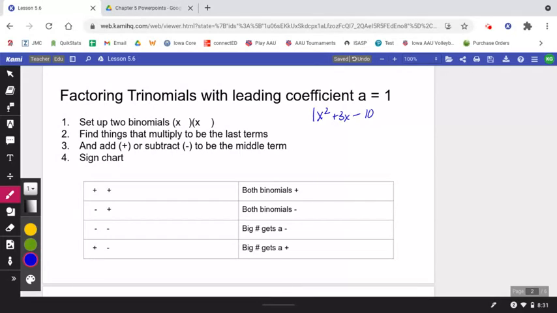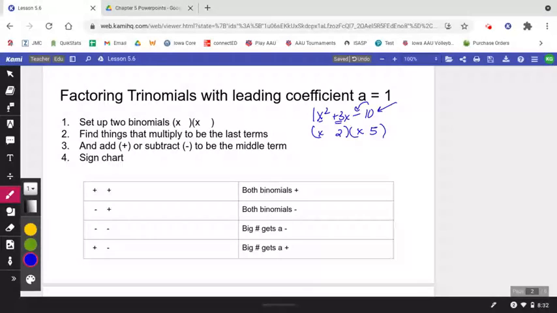So what we're going to do is set up our two binomials. And since I know that this is x squared to lead here, we're going to start with x and x. Then you're going to look for things that multiply to be the last term. And then, based on this sign, they're either going to add or subtract to the middle term. So in this case, I need things that multiply to be 10, and when you subtract them, you get 3, which are 5 and 2.